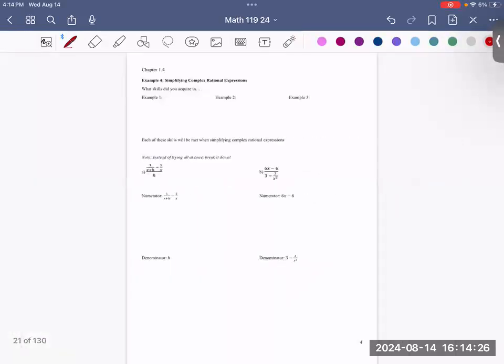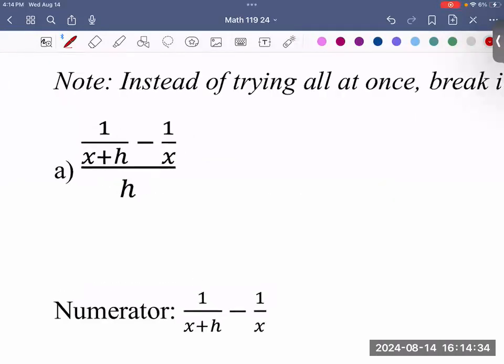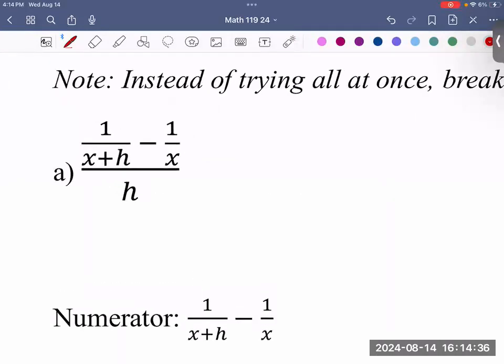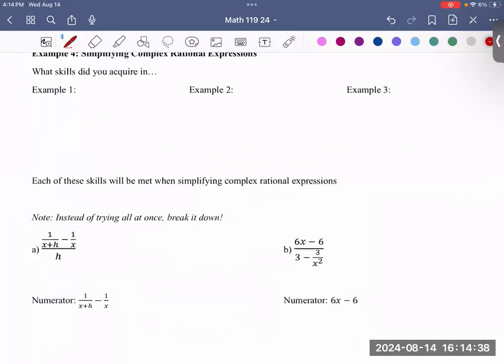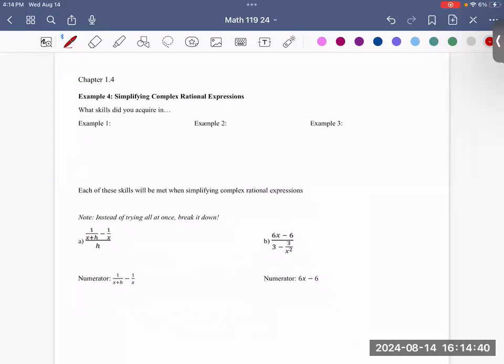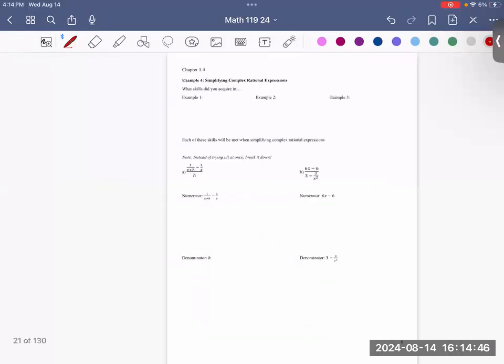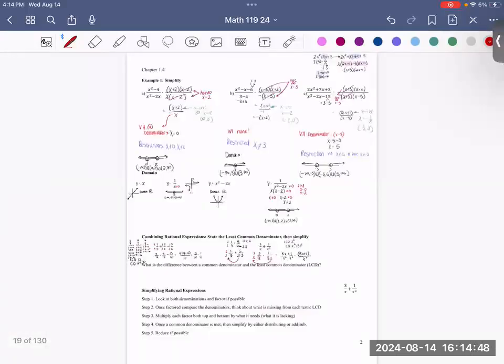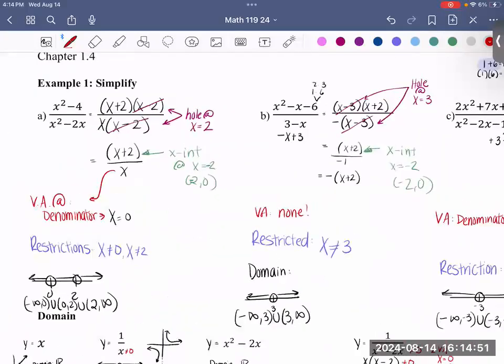Okay, so now let's look at example 4. Now we're going to be simplifying complex rational expressions. These are complex fractions that look like a mess, but we're going to make them look better. First, let's take a look and see what skills we picked up from this video. Looking at example 1, what did we learn how to do? Well, we learned how to simplify. We factored and simplified, right? We've got to cancel stuff out.